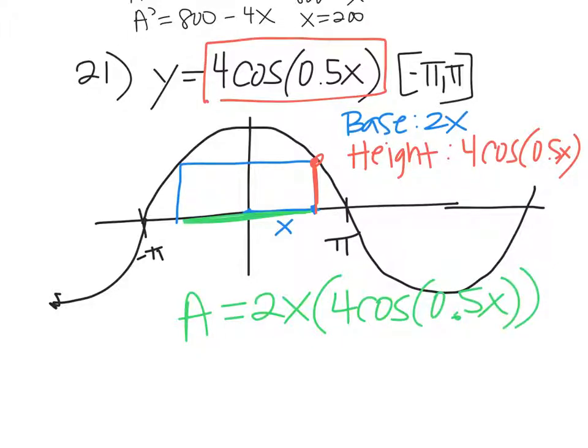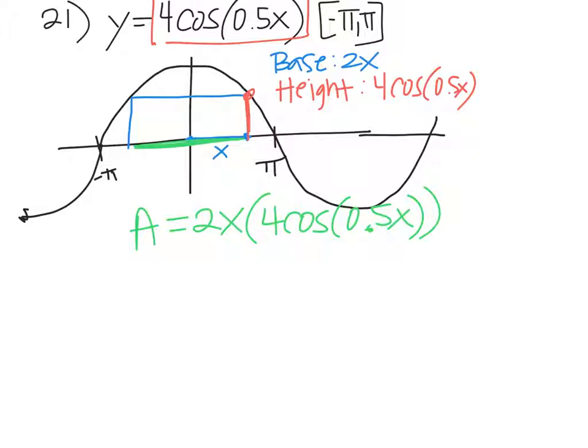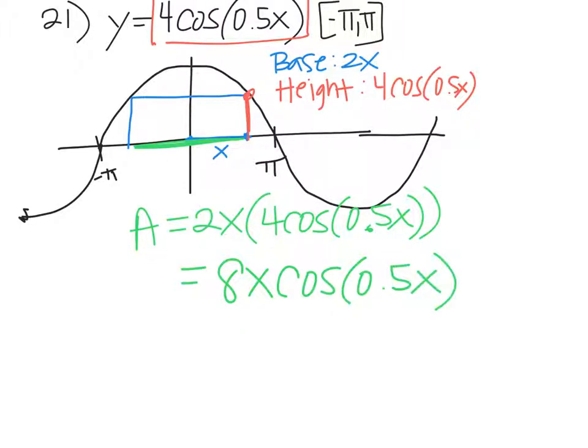Now, I wouldn't make you take the derivative of that. You could simplify this a little bit to be 8x cosine of 0.5x if you wanted to. But I wouldn't make you take the derivative of that either. You can graph that on your calculator and then find the x value where the maximum occurs, okay? So you go to your calculator.